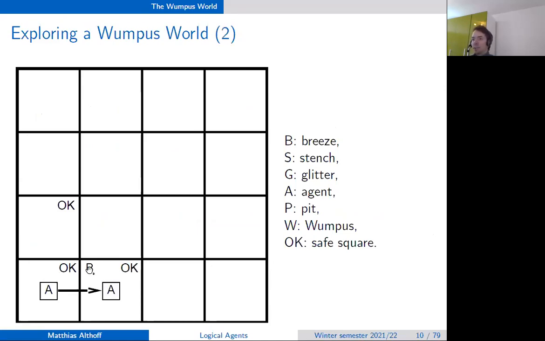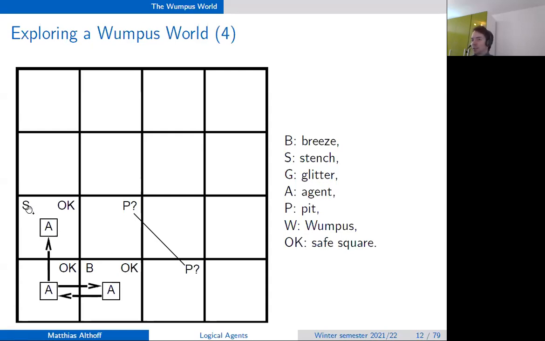So now we feel a breeze. So what does it mean? It means in the neighboring rooms there could be a pit. So in this room or this room, it could be a pit, but we don't know where. So what would be a good next action? Yes, we go back, exactly. We go back and we check out the other room that we haven't visited yet.